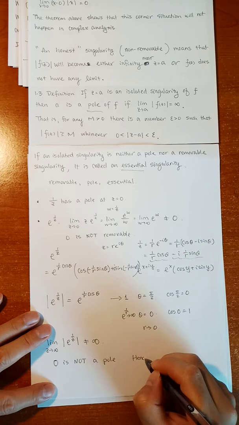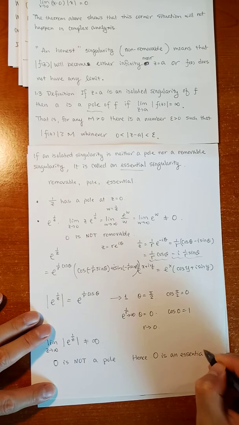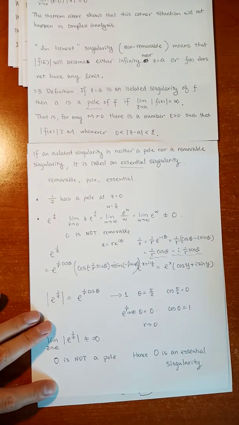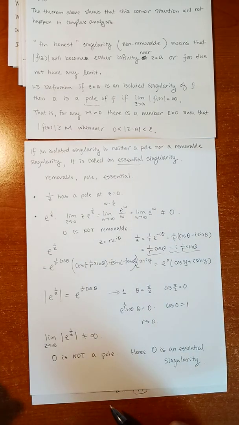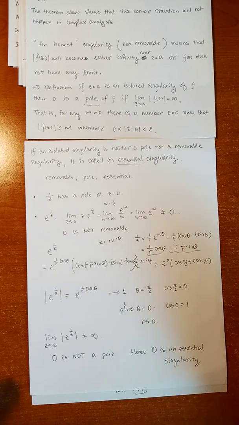Hence, 0 is an essential singularity. Zero is an essential singularity. Okay, so that's what the textbook mentioned. It's not difficult to see that although z equal to 0 is an isolated singularity, for the exponential it is essential. You have to consider it's not removable, it's not a pole, then it will be solved.